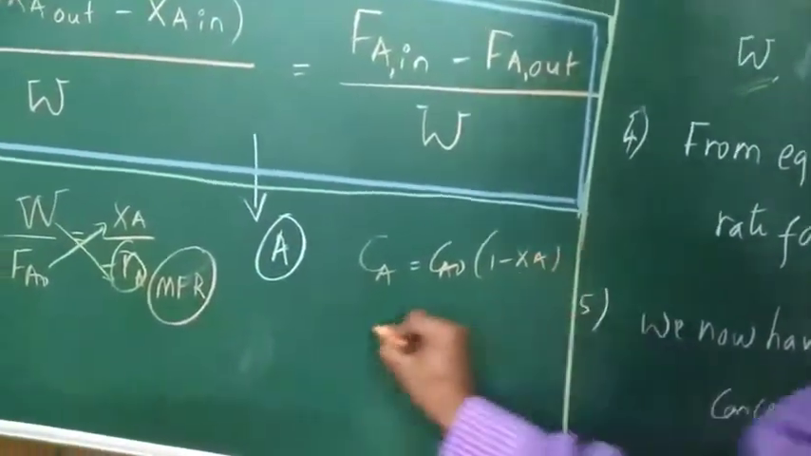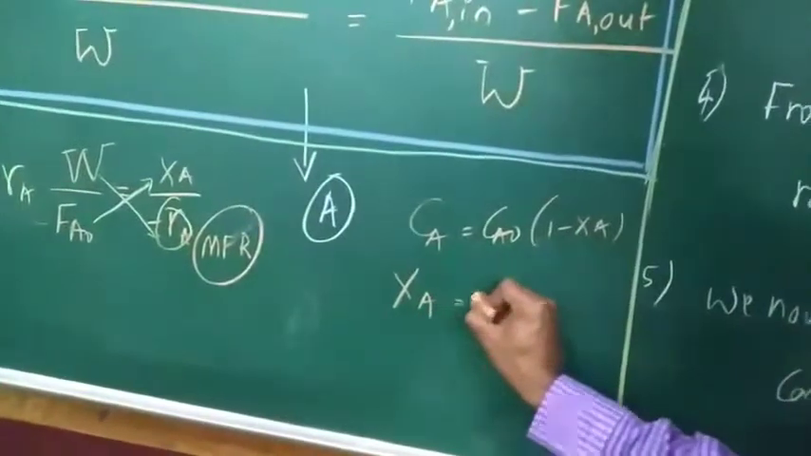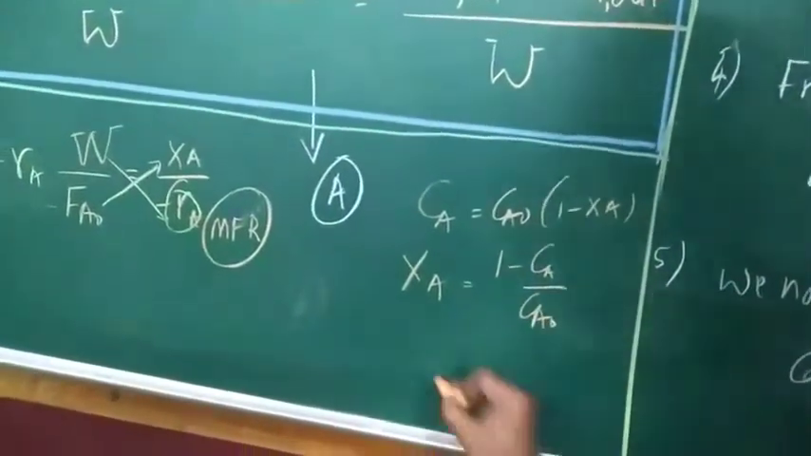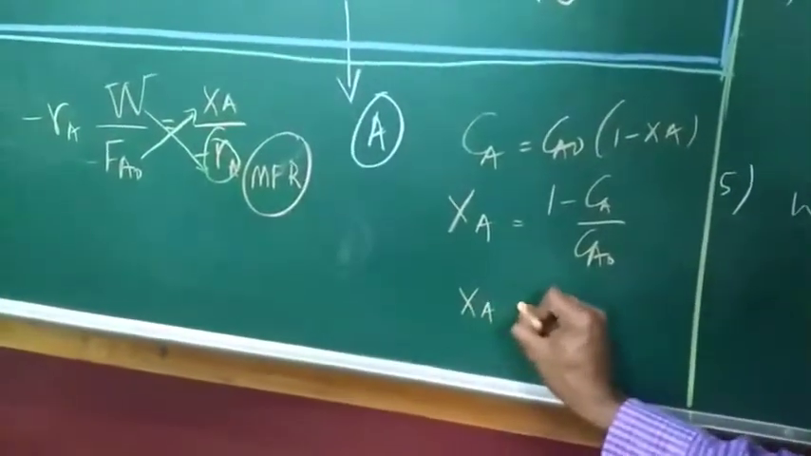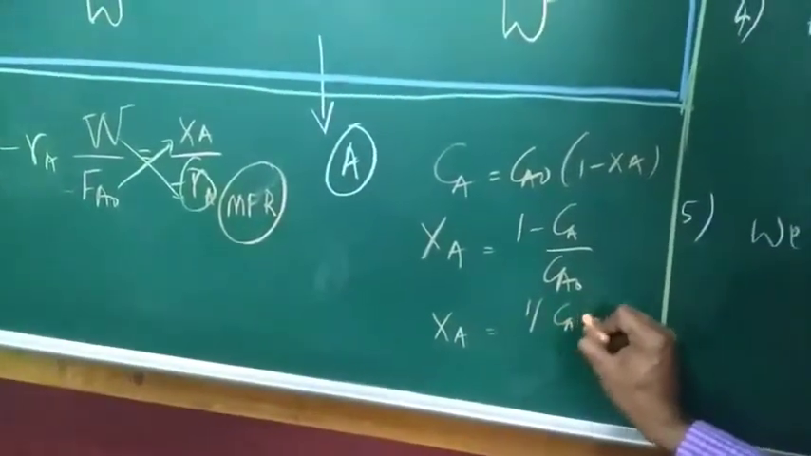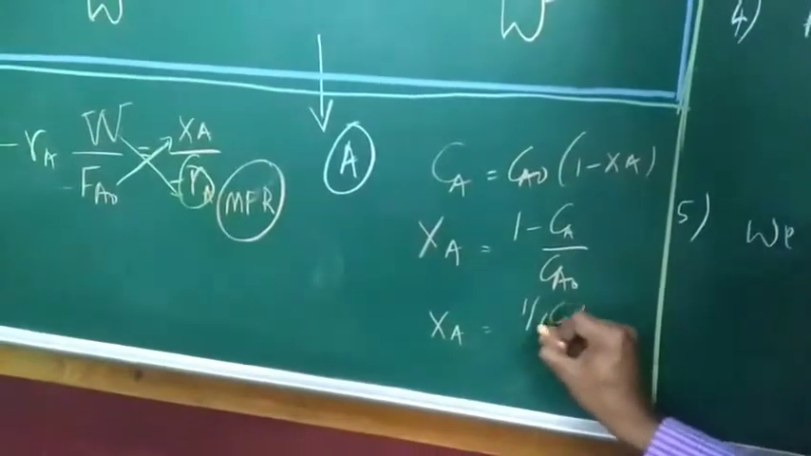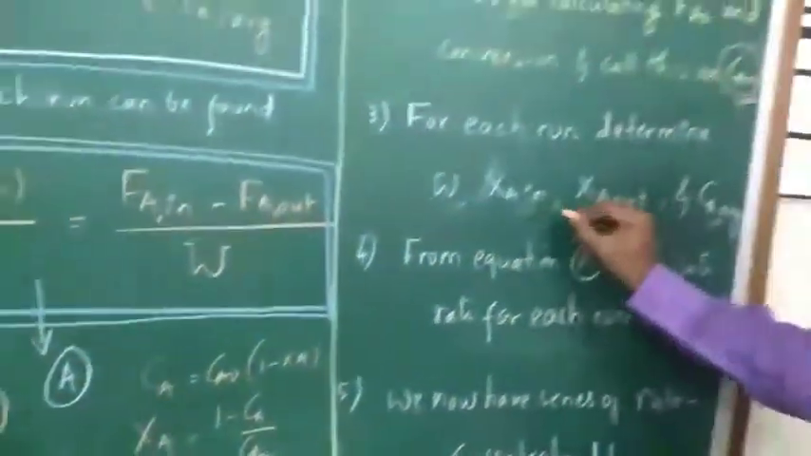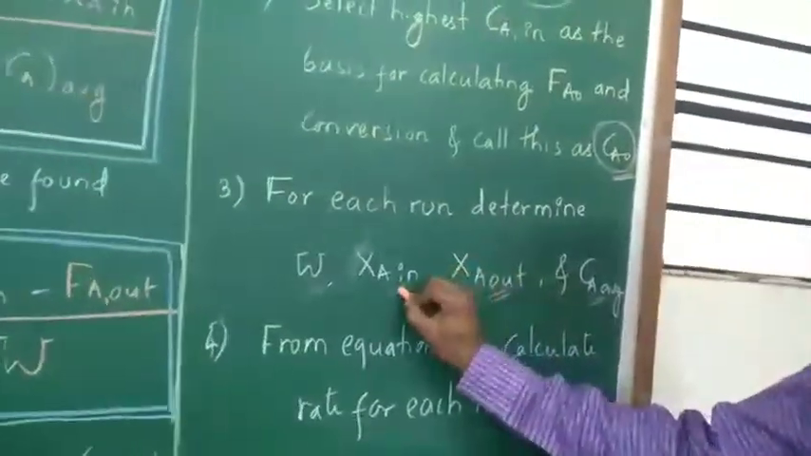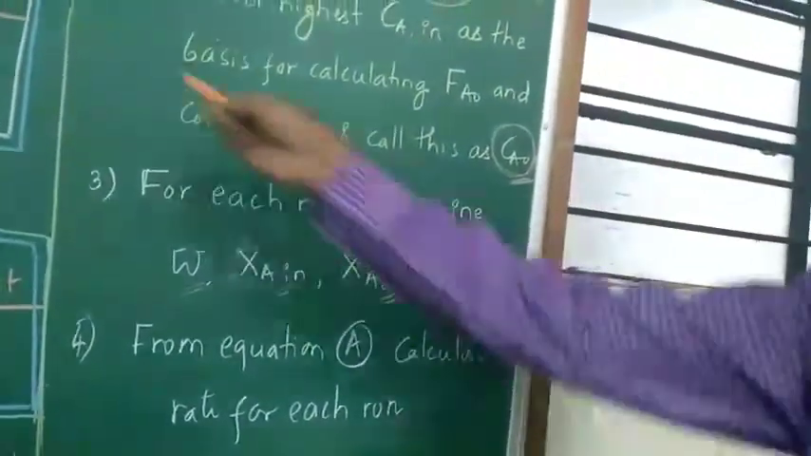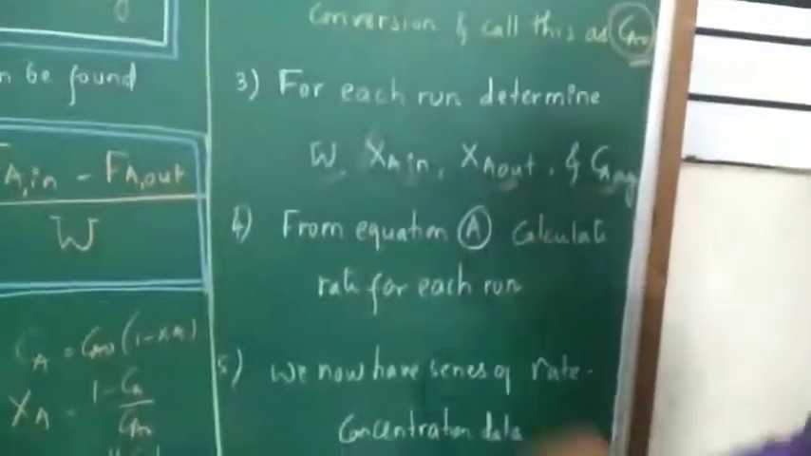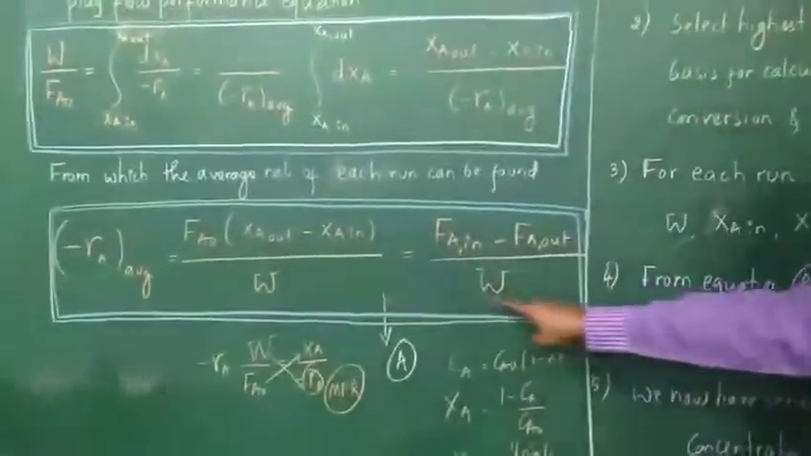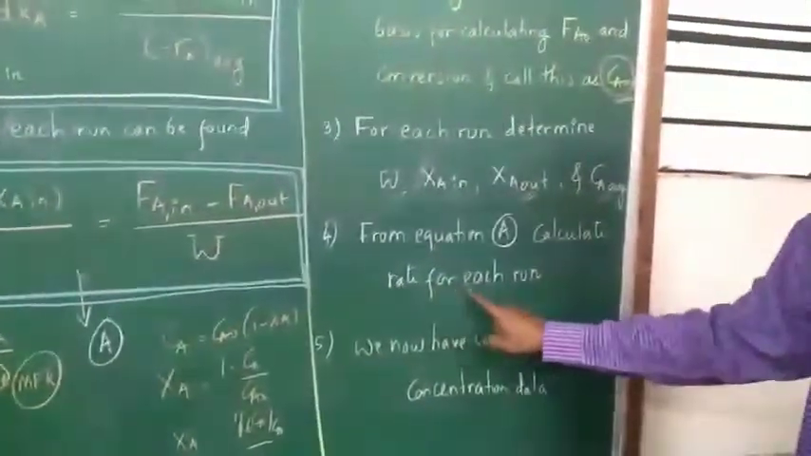So how do you calculate Xa? Xa is equal to 1 minus CA by CA naught. Suppose it is a gas phase reaction, then epsilon will come into the picture. I will discuss this at a later stage. So this is the method of calculation of Xa in, Xa out, and CA average. It is already discussed, from equation A. So from equation A, calculate the rate for each run.